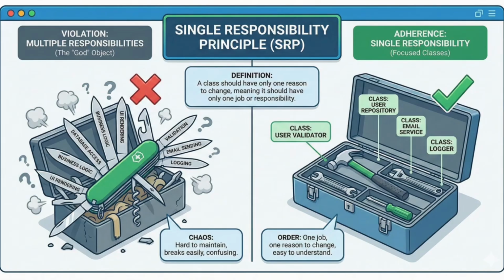So remember this in the simplest way. A class should do only one job, a class should focus on one responsibility, and a class should never mix multiple unrelated tasks inside it. If it does, then sooner or later, the code becomes messy, confusing, and very difficult to maintain. That is why SRP is so important. It keeps your code clean, clear, and professional.